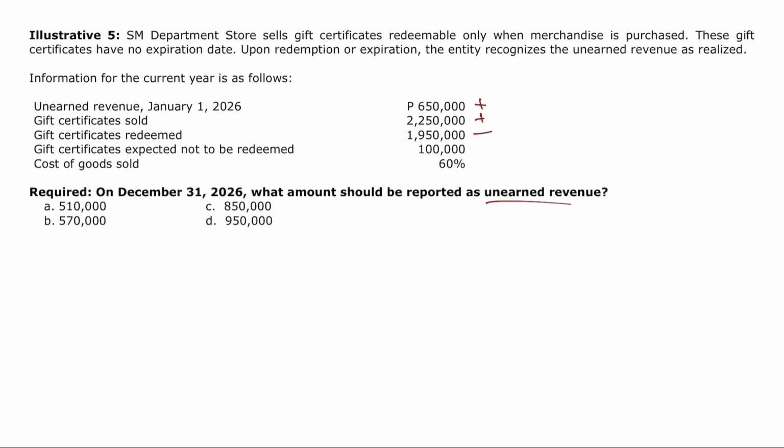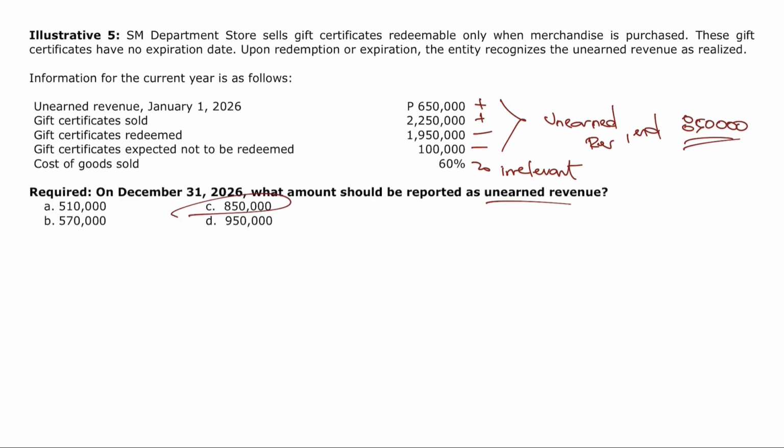So we have unearned revenue at the beginning, which is 650,000, plus gift certificate sold, which is equal to 2,250,000, because ang tinatanong dito is yung amount to be reported as unearned revenue at the end. So, bawas natin yung GC redeemed, and then ibawas din po natin yung GC expected not to be redeemed. Then, itong 60% na to, irrelevant lang po yan. Again, this is irrelevant on our computation. No? So, ibig sabihin, unearned revenue at the end of the year will now be equal to 650,000 plus 2,250,000 minus 1,950,000, then minus 100,000, or this is equal to 850,000. So, illustrative problem number 5, letter C will be the final answer. Okay?